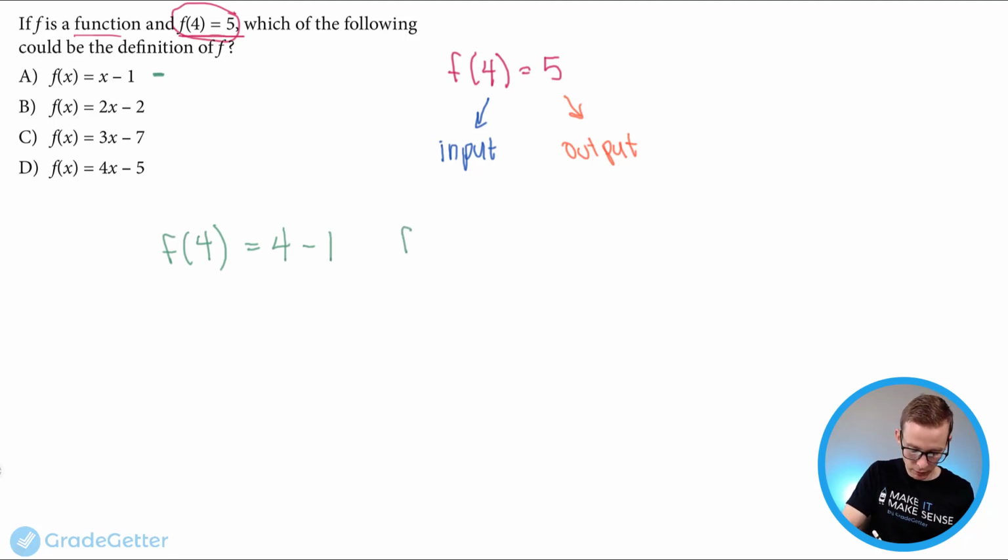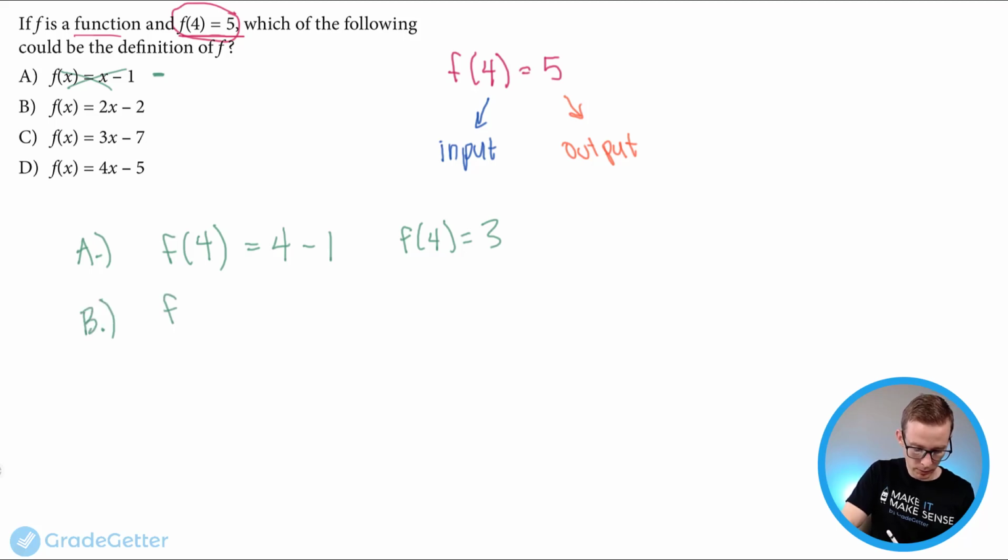So I get f of 4 equals 3. Okay, well, my input was 4, but my output was not 5. So I don't think A is correct. That was A. Let's do B now.